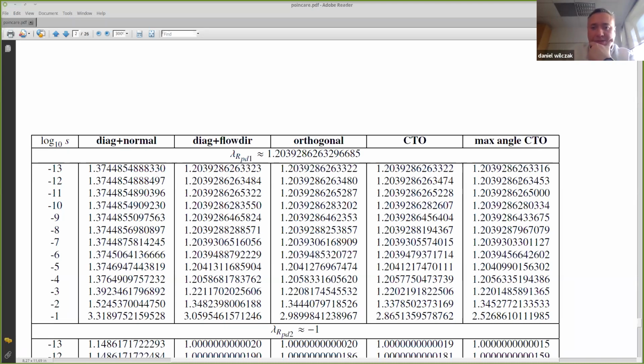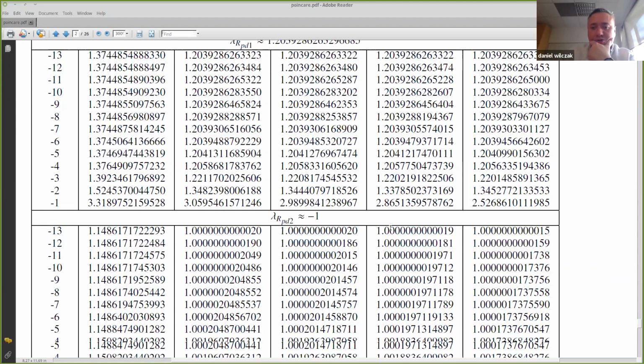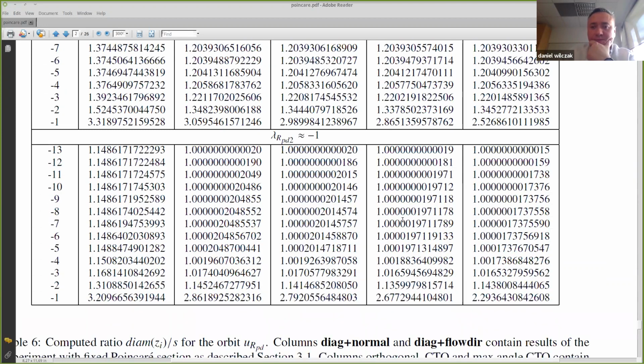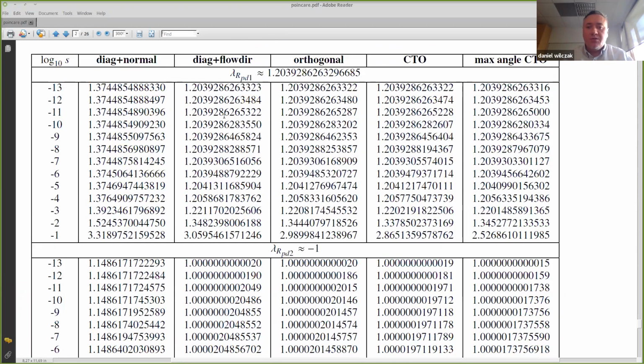And the results show that there is not so much improvement in comparison to the flow direction strategy, the previous one. Why? Because the flow direction strategy is already very good, and it gives quadratically small errors, so there is actually no room for improvement for the CTO and max angle CTO strategies. The CTO strategy introduces errors of size diameter to the power 3 or 4. And quadratic errors are already very, very small.